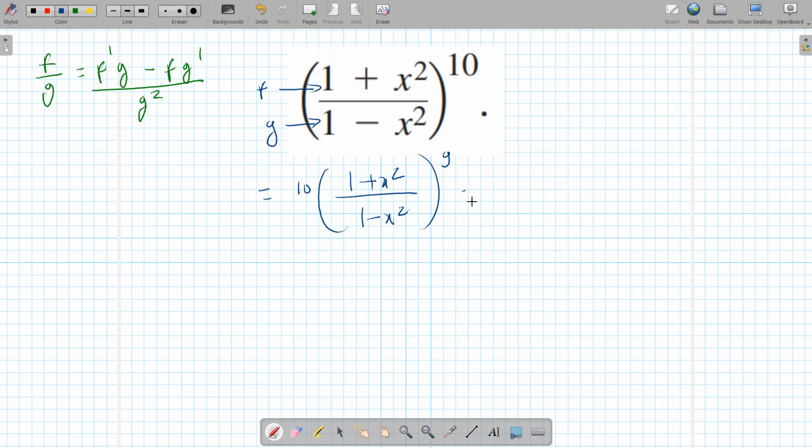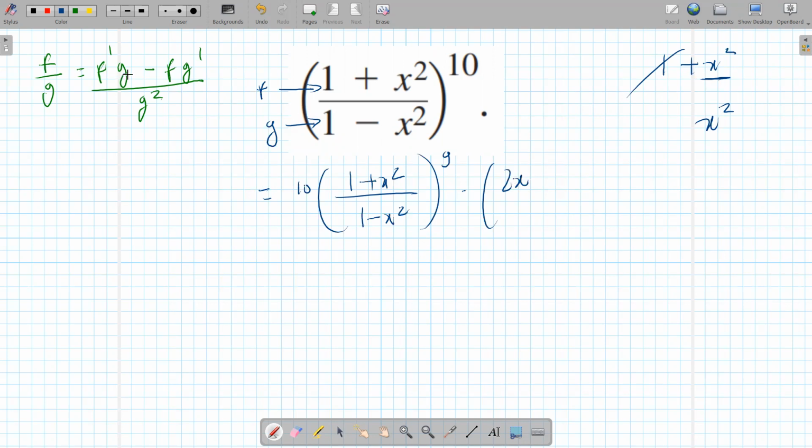It's 1. No, it's not 1. So we're trying to find the derivative of 1 plus x squared. The derivative of 1 is 0. What's the derivative of x squared? It's 2x. Yeah, it's 2x. So that's f prime, 2x.